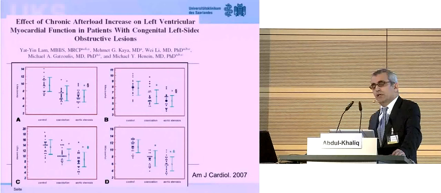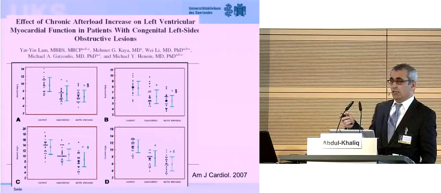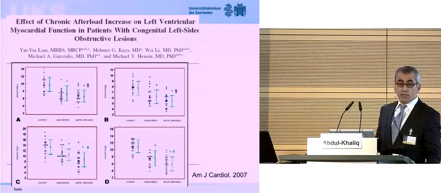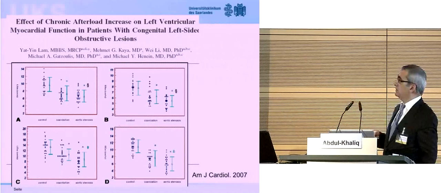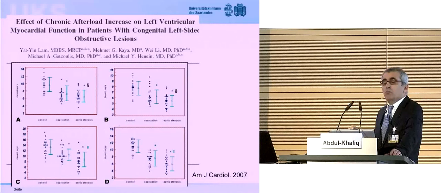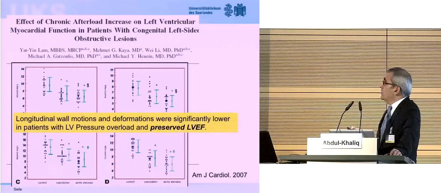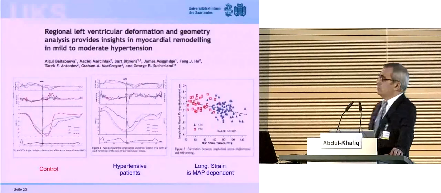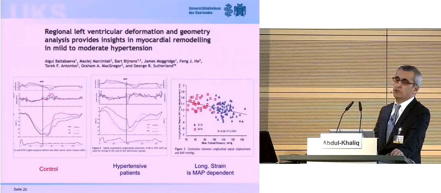And this is a very nice study done in London in Katsoulis' working group showing that the strain rates are significantly reduced in patients with aortic stenosis and patients with coarctation. In this literature I want to show you, all of these patients have normal ejection fraction, a normal conventional systolic parameter. And you see that the patients with aortic stenosis have more pronounced alteration in myocardial wall motions and deformation than the patients with coarctation. Thus, these longitudinal motion and deformation were significantly lower in patients with left ventricular pressure overload and preserved ejection fraction. And also in adult patients, those patients with arterial hypertension have a normal ejection fraction, but they have significantly reduced global deformation.